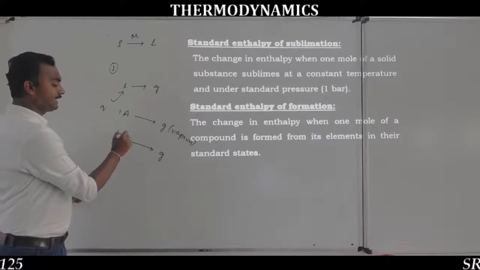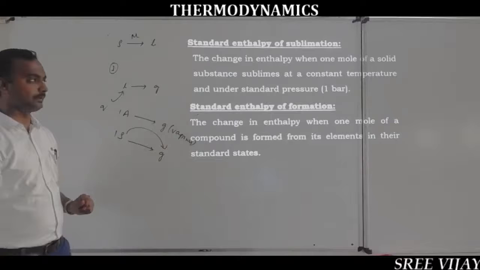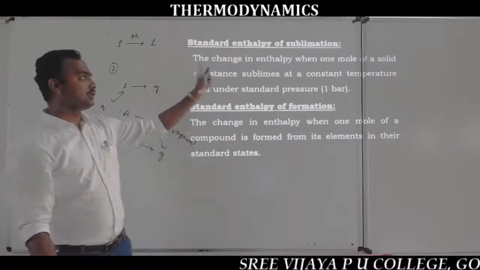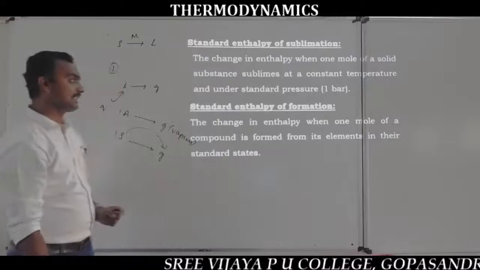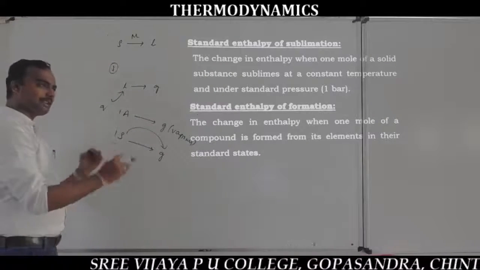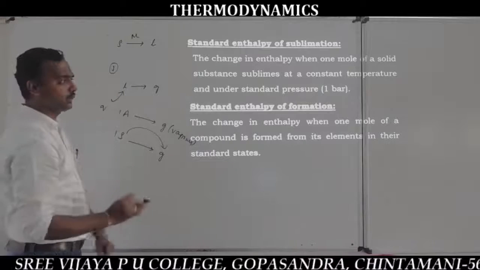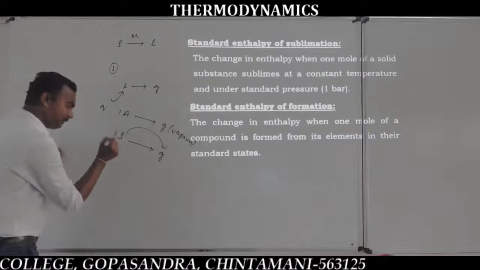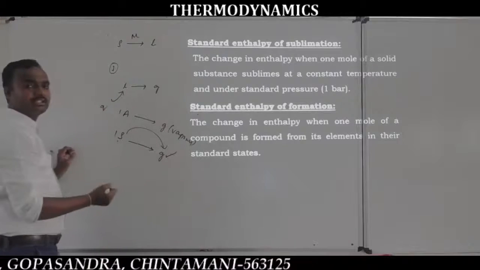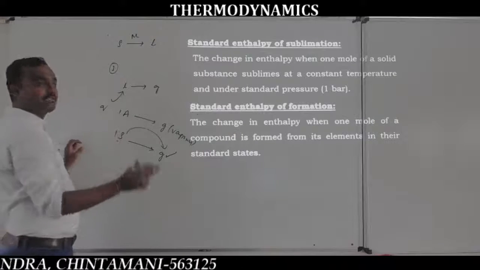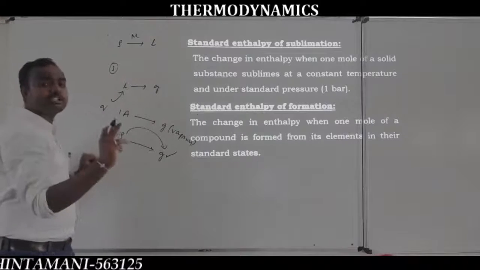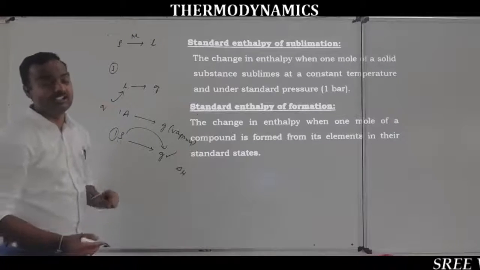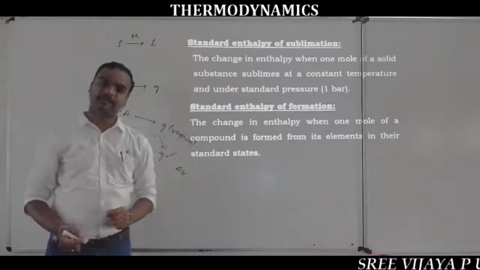So when 1 mole of solid is directly converted into gas or vapor state, the change in enthalpy that takes place is taken as the standard enthalpy of sublimation. That is the change in enthalpy when 1 mole of the solid substance sublimates, that is, converts directly into gas without passing through liquid, at a constant temperature and pressure. For 1 mole of solid to convert into gas, a certain amount of heat is exchanged. So that is called the standard enthalpy of sublimation.